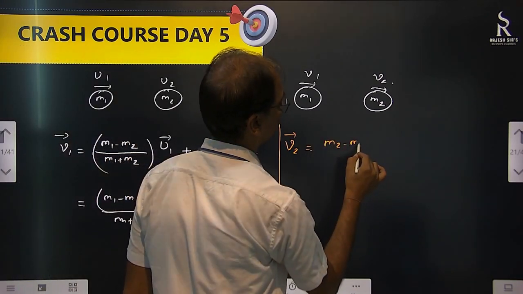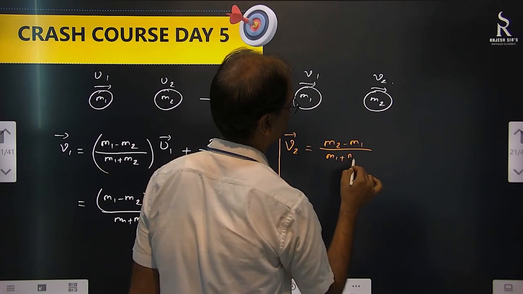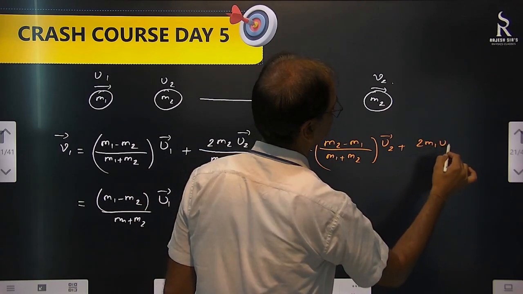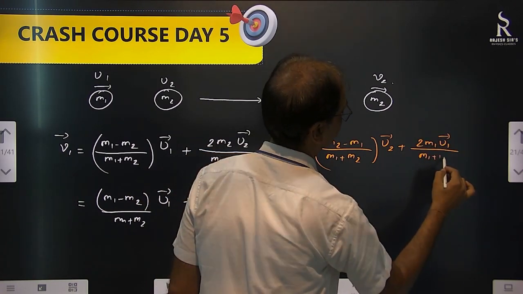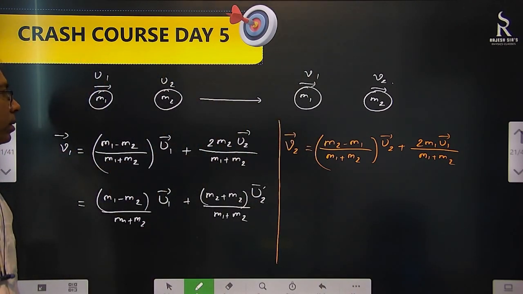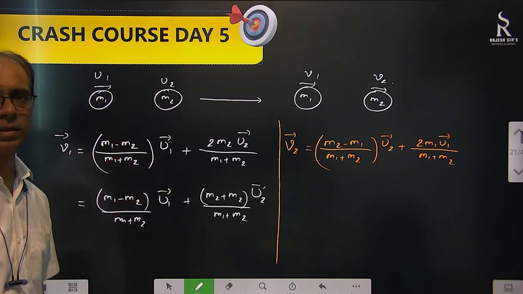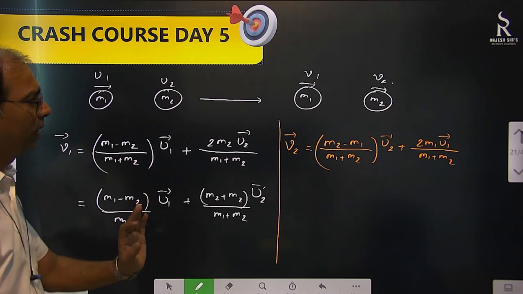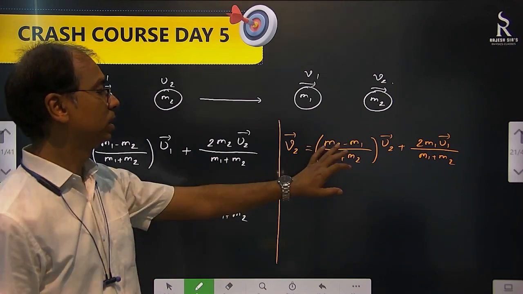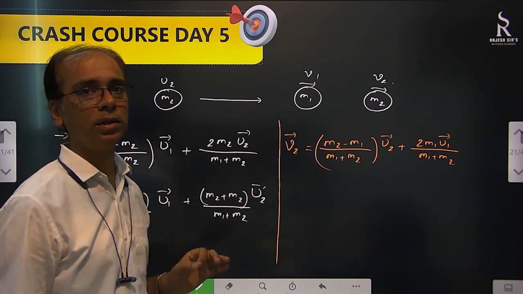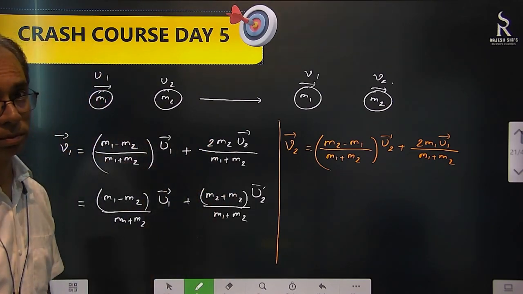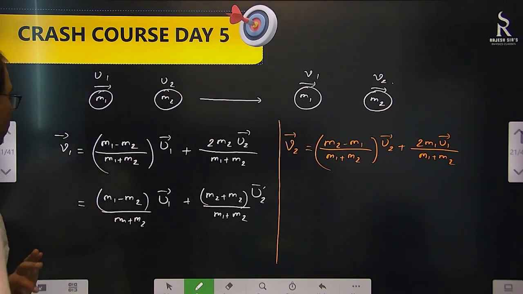So (M2 minus M1) by (M1 plus M2) into U2, plus 2M1 U1 by (M1 plus M2). This will give us the answer to all the questions that we want. If elastic collision is given, apply this and you'll get the velocities of all. But other than remembering this formula, we should also know that kinetic energy before collision and kinetic energy after collision are equal in elastic collision. So this formula is important.